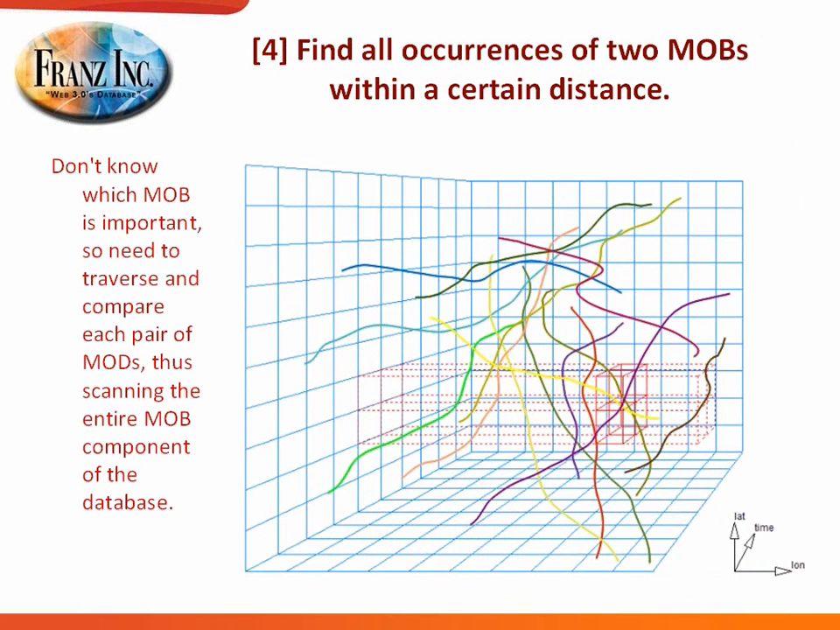It gets much harder if you find all occurrences of 2 moving objects. So you have a database and say, oh, give me any 2 moving objects that were within a certain distance of each other, whether it were 2 ships or 2 birds or whatever. Now, you don't know which of the moving objects is important, so you need to traverse and compare each pair of the moving objects, and basically you almost scan the entire database.